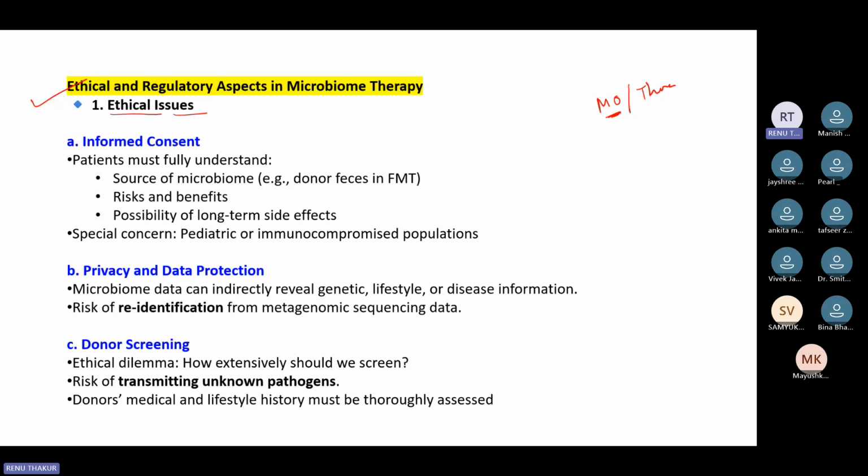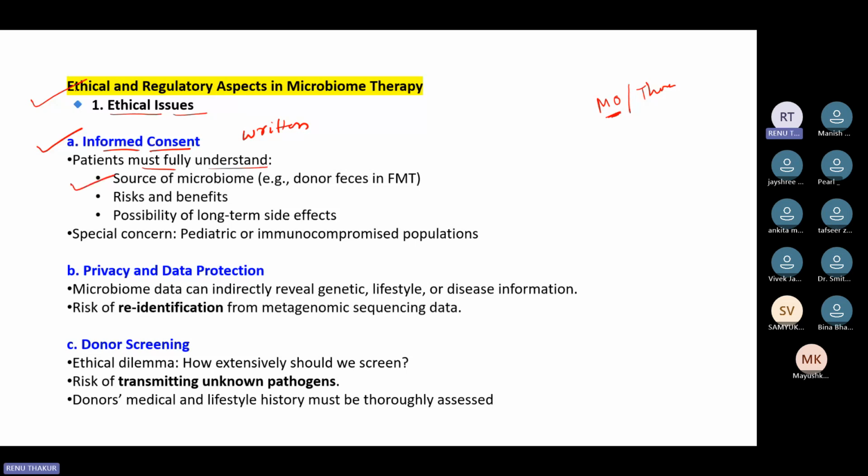They are fired, because all these things are very important, directly related to a person's survival. If you are hiding anything from that particular subject, who is a very important part of your clinical trial, then you are taking his or her life very lightly. This is not the thing to do in a clinical trial. So the first and foremost part is informed consent. A written informed consent is there, and in that, the patient must fully understand what the source of the microbiome is.